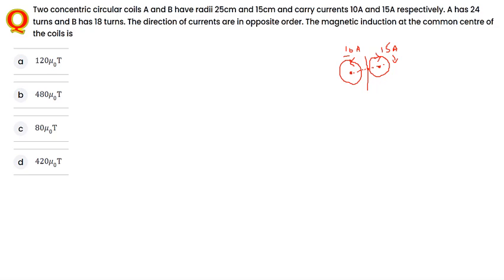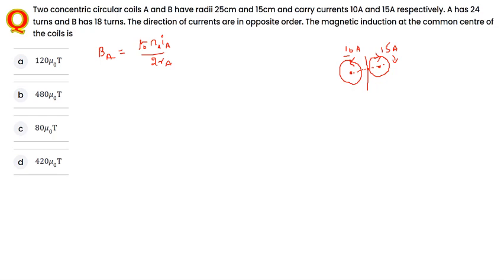Already we know this. The magnetic induction here is mu naught N I divided by 2R. This is a common formula. What are the things that vary in this case? For the first coil, the number of turns has varied, the current also varies, and even the radius varies.